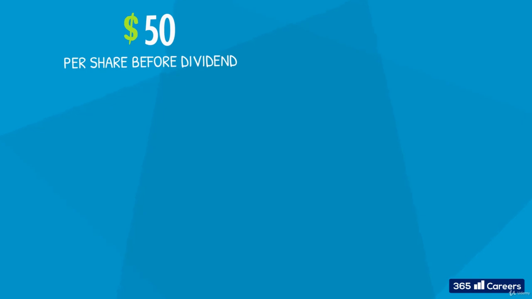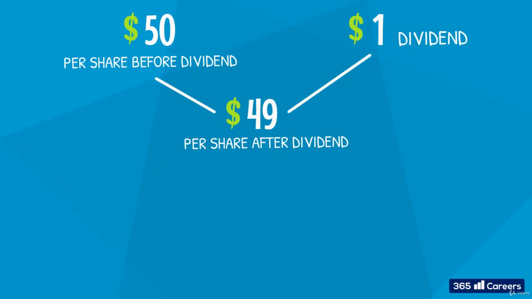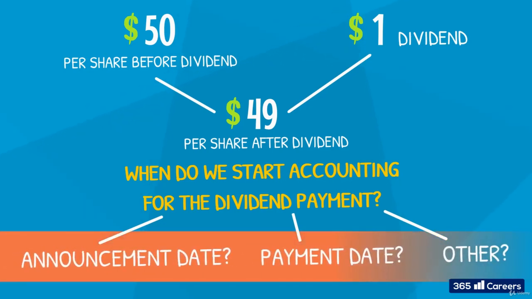Investors valued the company at $50 before it announced it would pay a $1 dividend. So once the money's been distributed to shareholders, the company should be valued at $49, right? The subtle question here is, when do we start accounting for the dividend payment? Once it has been declared? After it has been paid? A different date? That's quite technical, but it is very important too. It has a direct reflection on the stock price we would expect to see on the market.